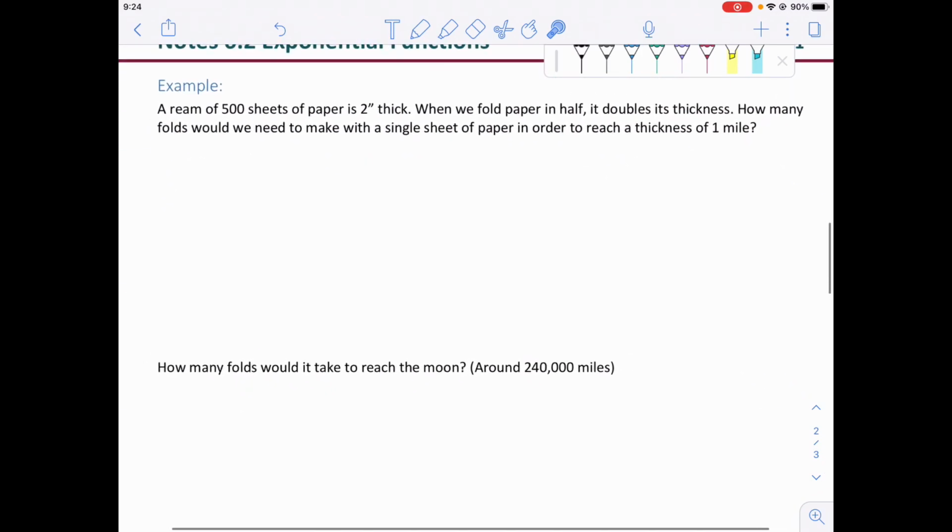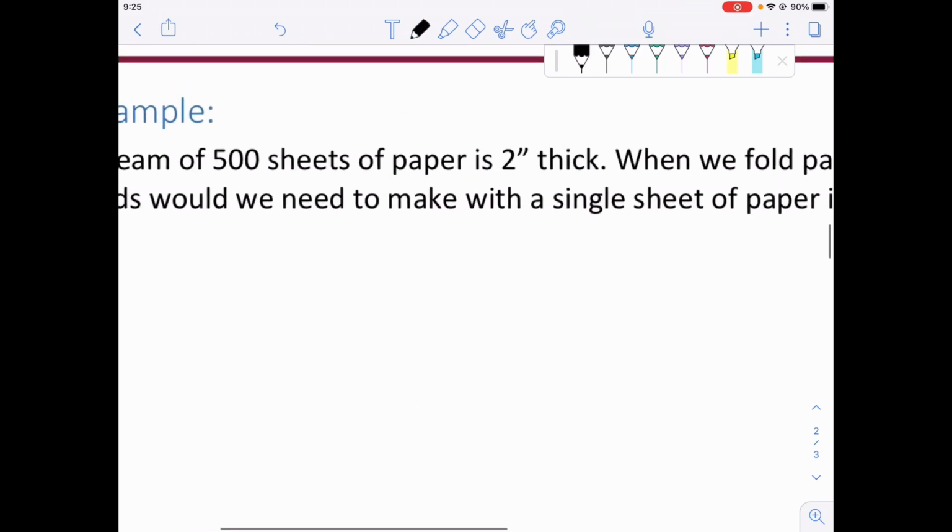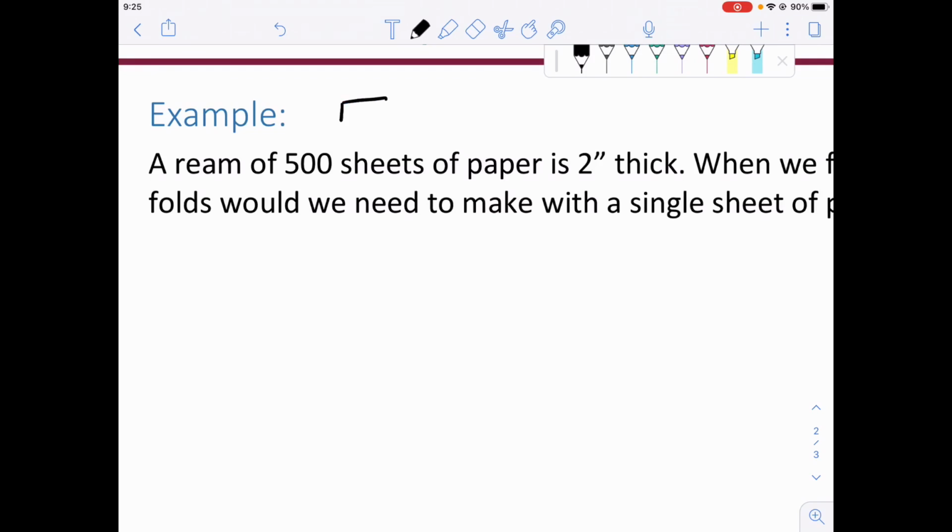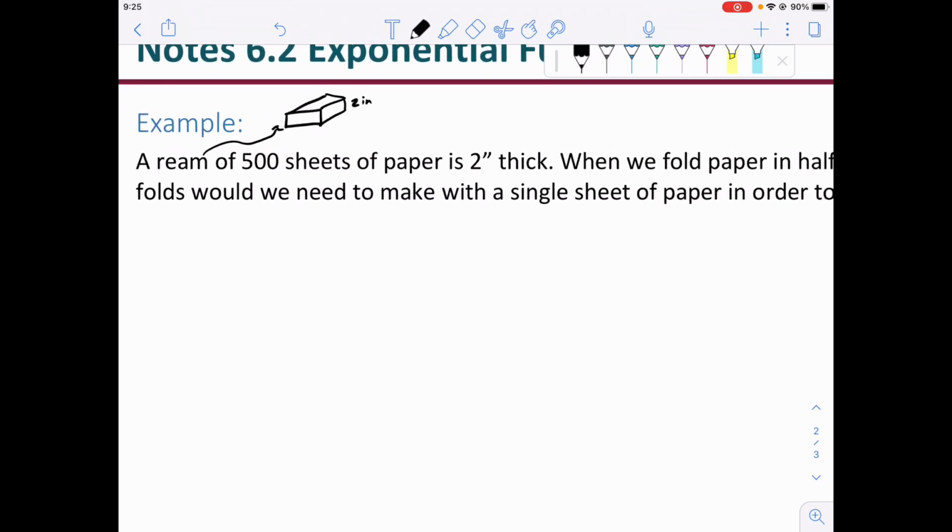I like this problem, it's fun. A ream of 500 sheets of paper is 2 inches thick. So what's a ream of paper? If you think about copier paper, those big stacks of paper, that's a ream, right? It's got 500 sheets in it, it's 2 inches thick. So that means that we can say how thick is one piece of paper? How thick is one piece of paper?